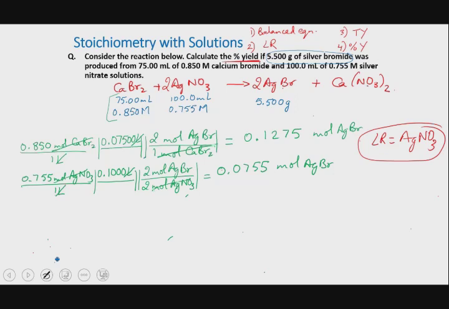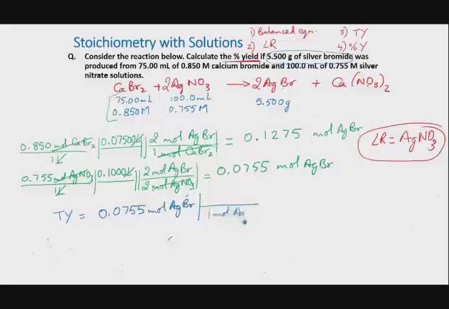So, if that's the case, the theoretical yield of silver bromide will be the number of moles from the limiting reactant converted into grams by using the molar mass of silver bromide, which is 187.77 grams per mole. That, upon calculation, gives us 14.176635 grams of silver bromide without rounding.